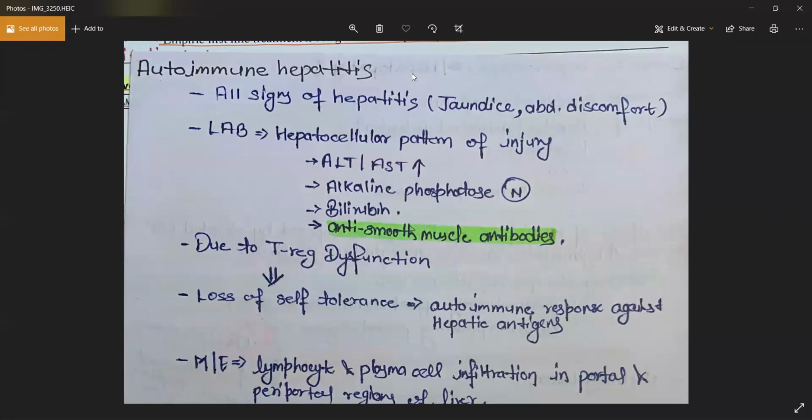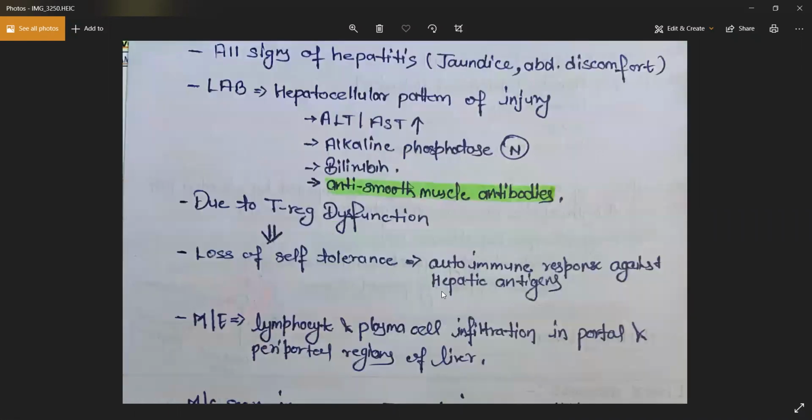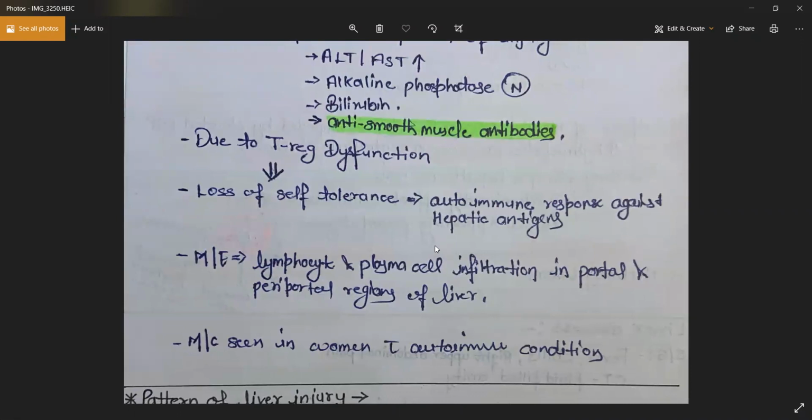It is because of T regulatory cell dysfunction that they lose self-tolerance, and as a result, they start acting against the hepatic antigens. They will start destroying them. So what you will see on microscopy or on the biopsy, when you take a biopsy of the liver, is lymphocyte and plasma cell infiltration. Very important. Lymphocyte and plasma cell infiltration. The plasma cell infiltration shows that it is a chronic injury, not an acute injury, right? Very important. You will have the lymphocyte and plasma cell infiltrations.